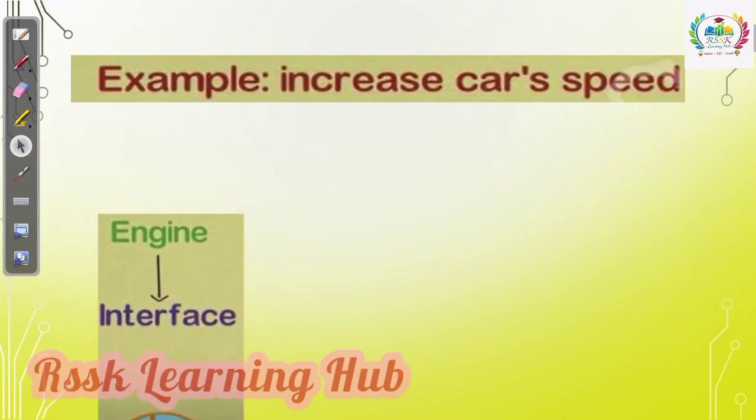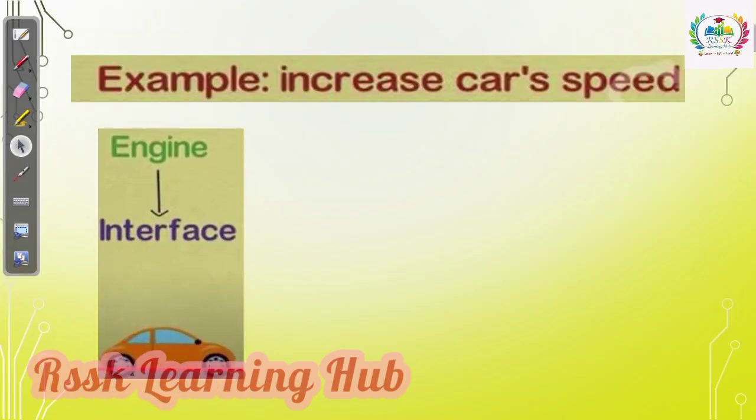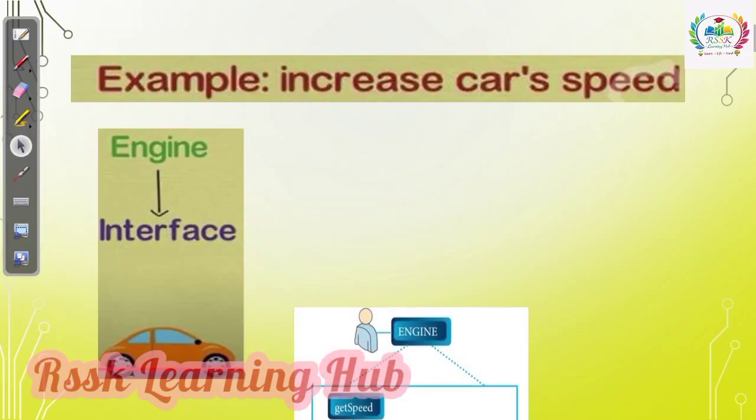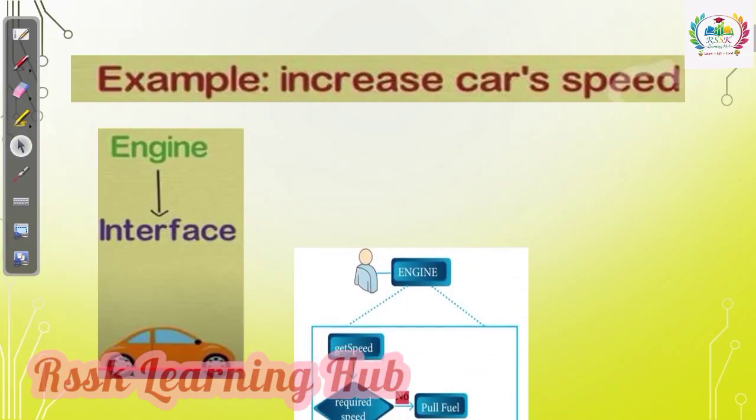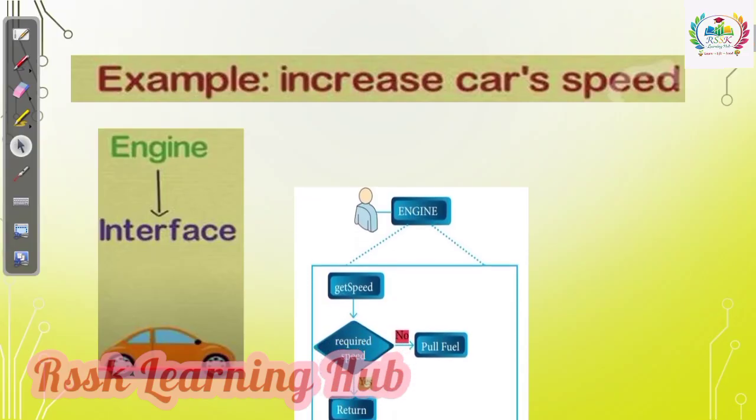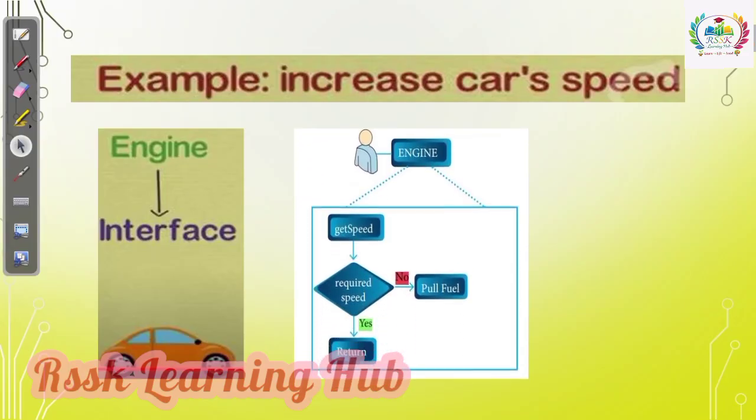Now coming to this part, here engine is an interface. Engine is an interface of your car. So if you want to get the speed of the car, what are the things required? We will see. You have to pull fuel for your car, right? Then only the speed of the engine gets more. Coming to this part, engine: how to raise the speed of the car.